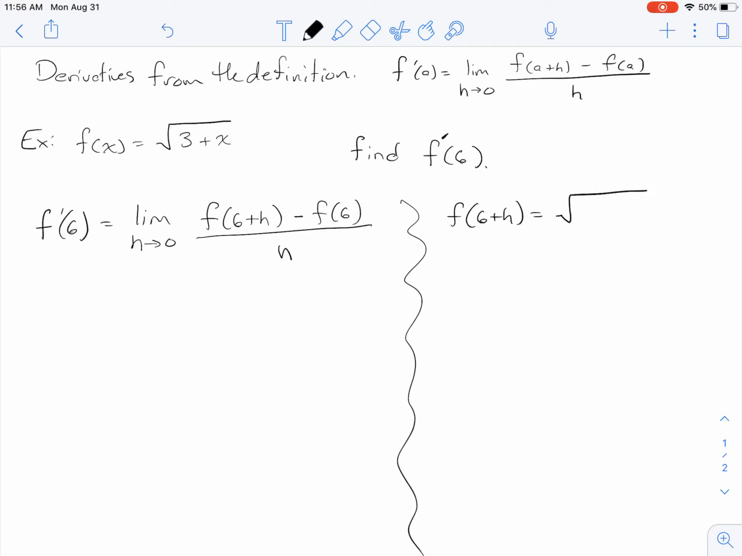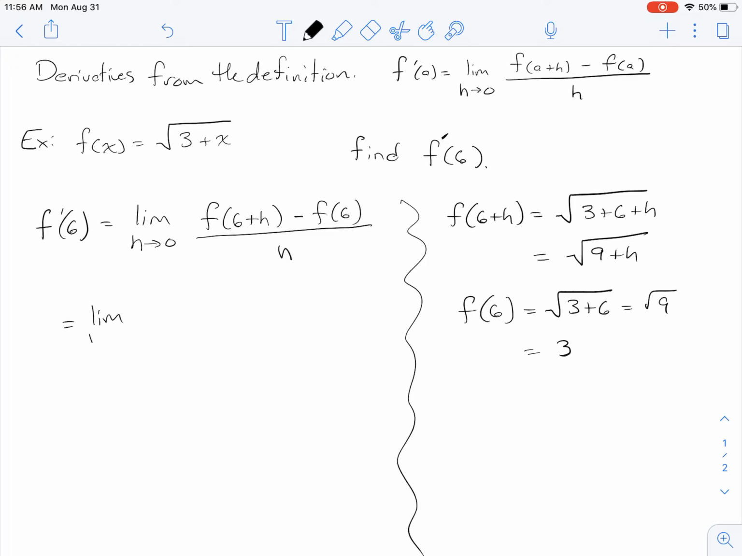f of 6 plus h is just the square root of 3 plus 6 plus h. So it's the square root of 9 plus h. And then we also need f of 6. f of 6 is the square root of 3 plus 6, which is the square root of 9, which is 3. So we'll take both of these and plug them in over here.